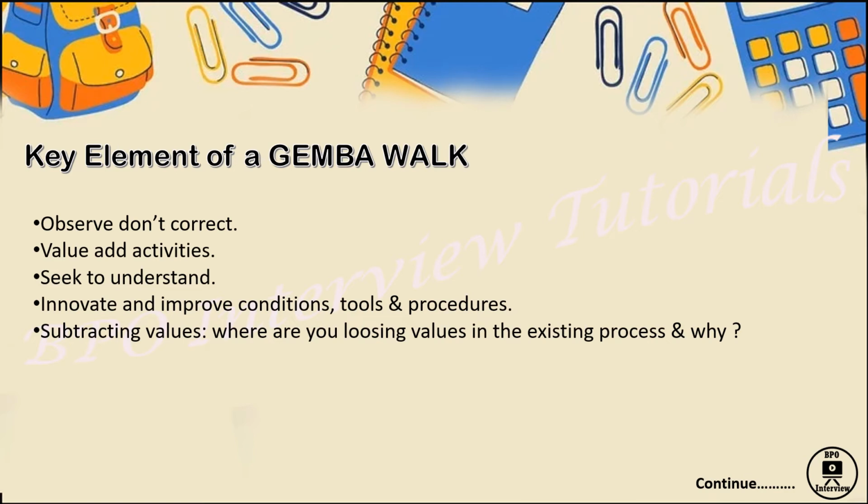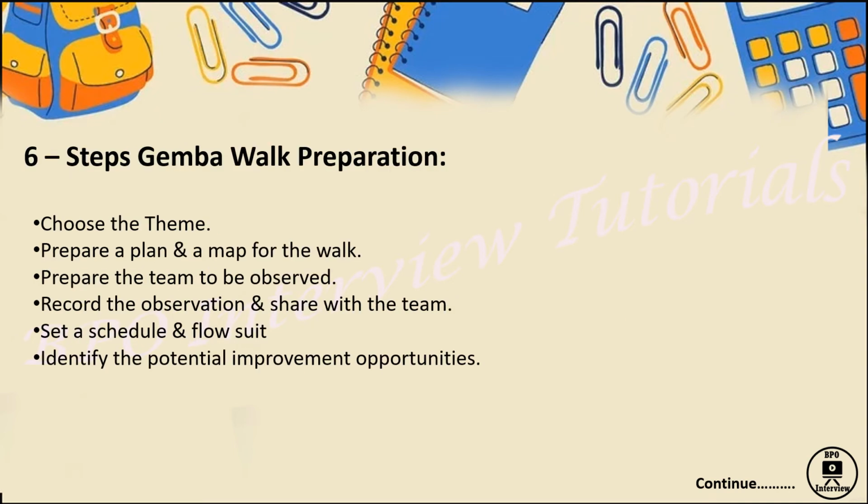So what are the key elements of Gemba walk? Observe, don't correct. Gemba walk basically doesn't give the solution. First, you just need to observe what is happening. Focus on value add activities. Eliminate the waste. Seek to understand. Innovate and improve condition, tool and procedure. Check if we can implement any new thing over the process. Subtracting values: where are you losing in the existing process? What is the waste that is happening due to which you are losing things? So these are the key elements.